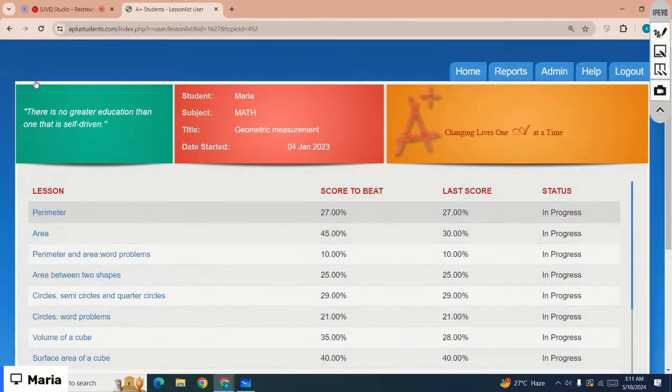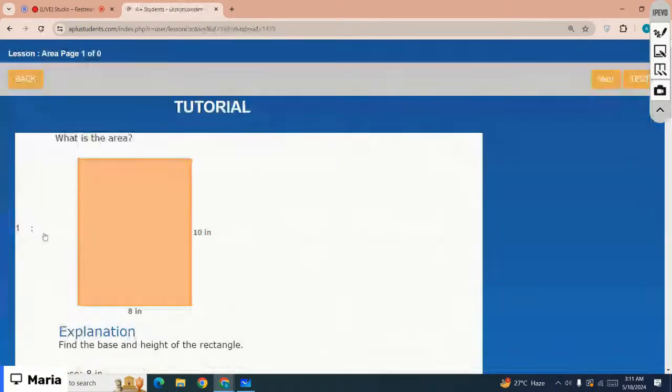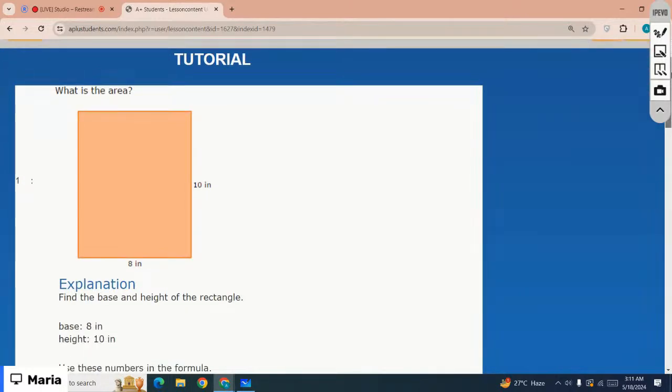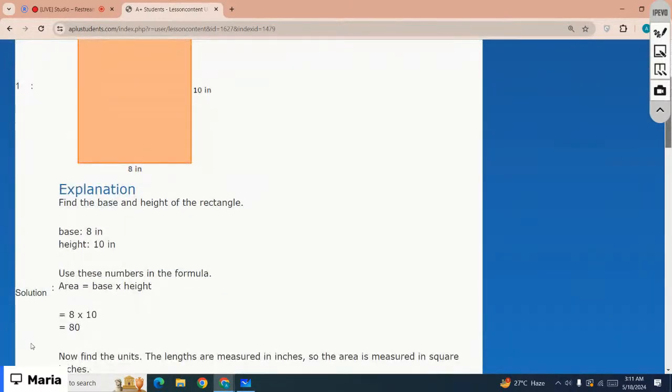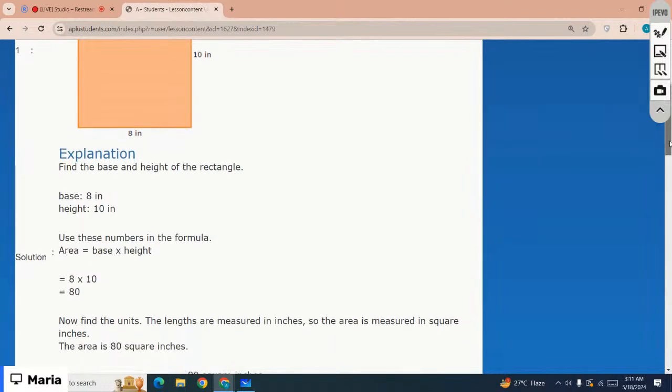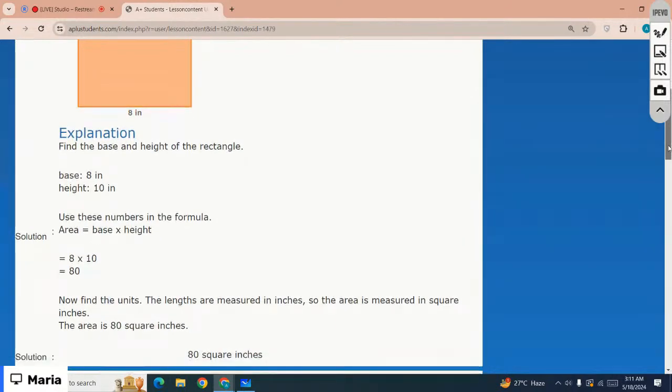And the next lesson is area. Let's just see how we calculate the area of different shapes, right? What is the area? That is the rectangle, right? You are given the base and the height of the rectangle. So the area of the rectangle is base times height. You have to simply multiply them. That is 8 times 10 is 80. So the area of this shape is 80. The correct option is 80.